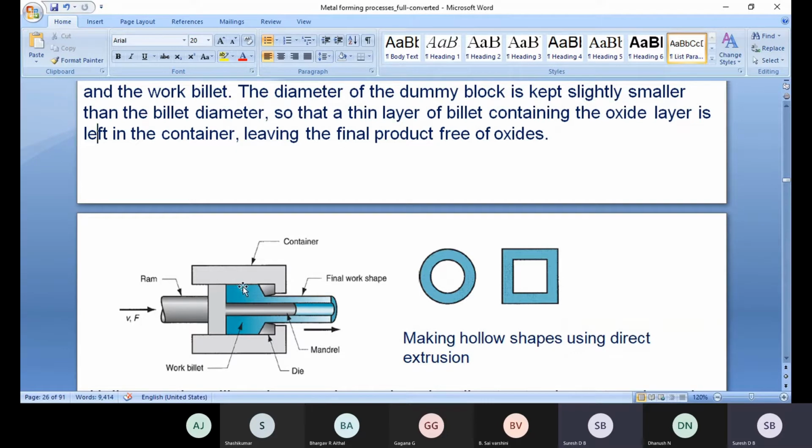To avoid that sticking, sometimes they use lubricants between the container and the workpiece material. Then, due to the sliding action between the workpiece and the container, there is no friction between them. The material slowly moves in the downward direction, and only a small amount of force or load is required.